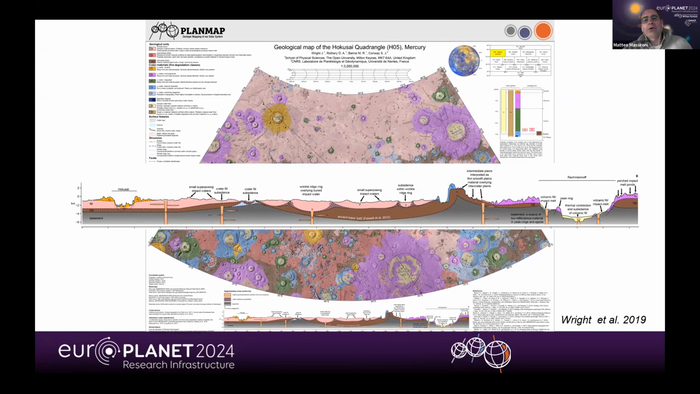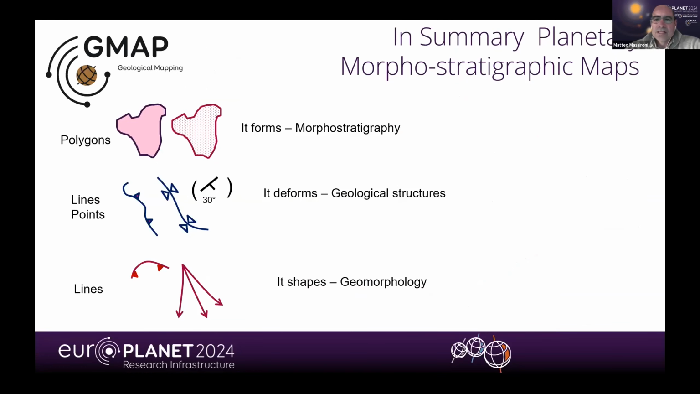And actually, one of the most important works of any geologist is not only to understand the geology of the surface, but from the geology of the surface, to infer what is underneath the surface itself. So in summary, for planetary morphostratigraphic maps, we have polygons that indicate the formation, if you want, process, that are the morphostratigraphic units. Then we have lines and points. Lines are deformations, so we have faults and we have folds on planets, and they are indicated the same way as in the case of the Earth.